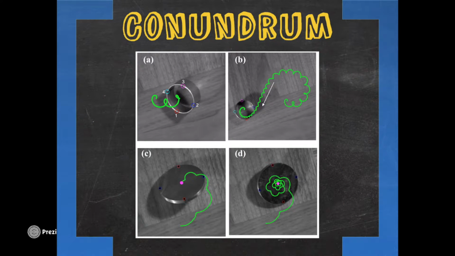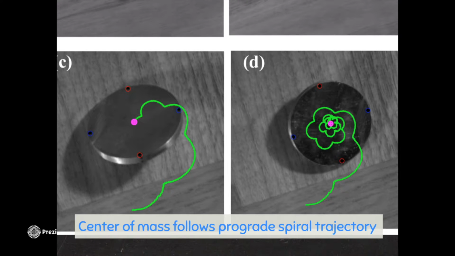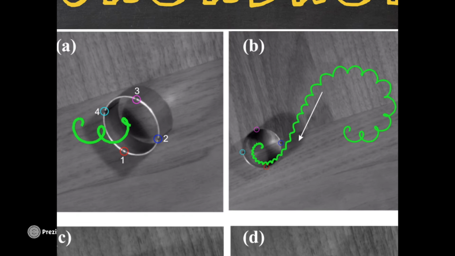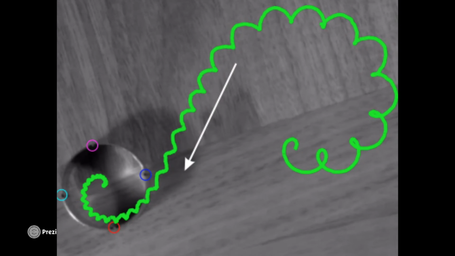So this is the conundrum I'm talking about. When you roll a disc, you get this sort of trajectory. If you track the center of mass, it starts spiraling inward like this and ultimately rattles to a rest. A ring is a little bit different. A ring starts with what we call a prograde spiral, and that transitions to a retrograde spiral, flips direction, and it experiences what we call a directional walk, and in the middle of that directional walk is an inflection point.